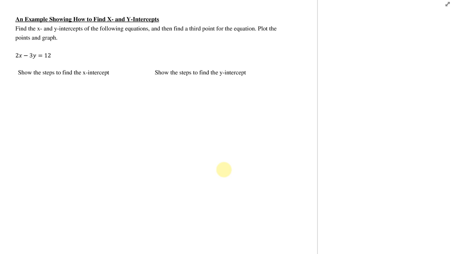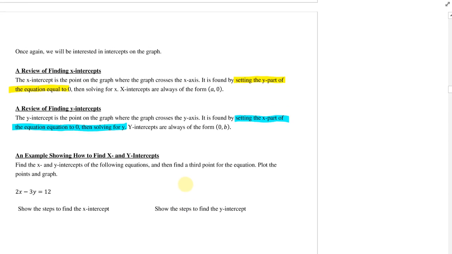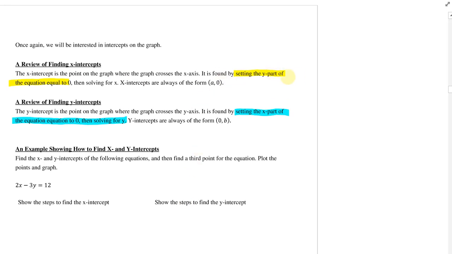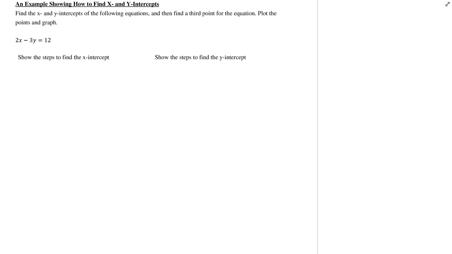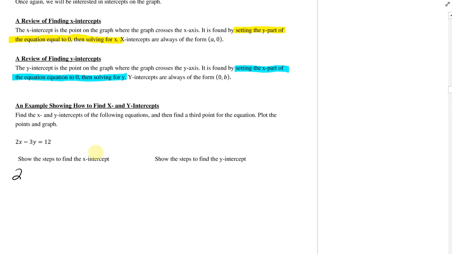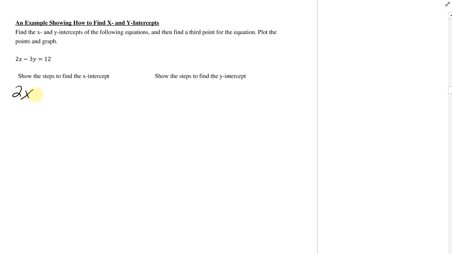So starting with x-intercepts. Once again, just in case, for x-intercepts you set the y part equal to 0, and then solve for x. So it's nice and straightforward. Maybe you want to pause the video and do that yourself. Hit play when you're ready. Okay, so I'm going to set the y part equal to 0, and then solve for x. So this becomes 2x equals 12. Divide each side by 2, I get x equals 6.